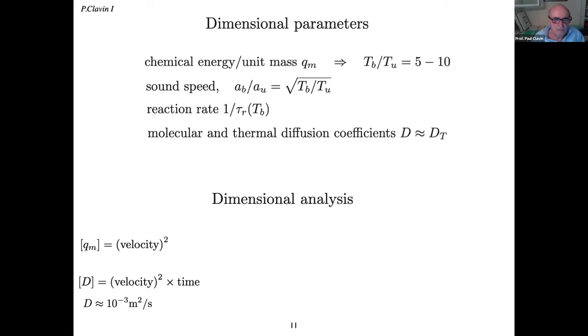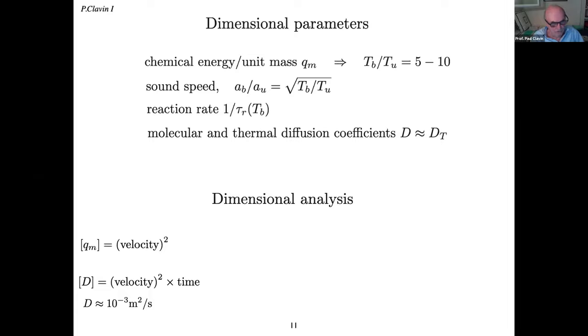Now, with a simple dimensional analysis, we can obtain an interesting result. What are the dimensional parameters? The first dimensional parameter is the chemical energy that can be liberated by the reaction per unit mass, Qm. This chemical energy is such that the temperature increase ratio is of the order of between 5 and 10. You have another natural dimensional parameter, which is the sound speed. The sound speed varies with temperature, but not so much, like the square root of the temperature, and in a first consideration we may consider it constant.